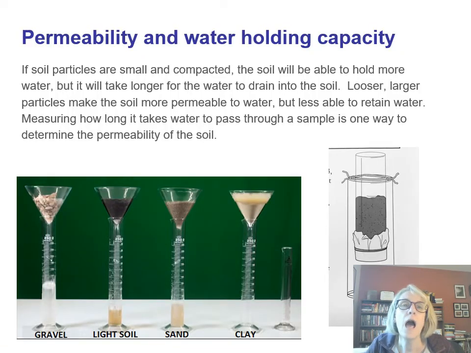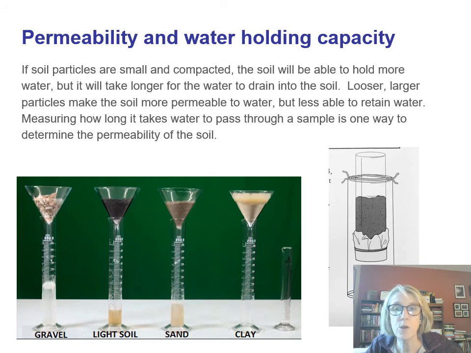All right. What about water holding capacity? So we talked about nutrients. How well does the soil hold on to water? So how often do we have to water it or irrigate our crops? If soil particles are small and compacted, so think clay, the soil will be able to hold more water, but it takes longer for the water to drain in the soil.